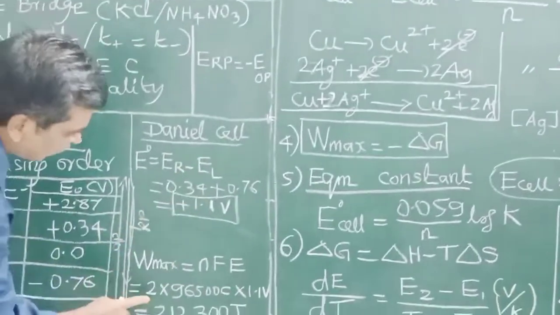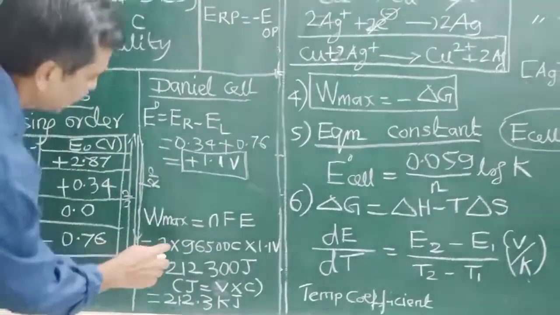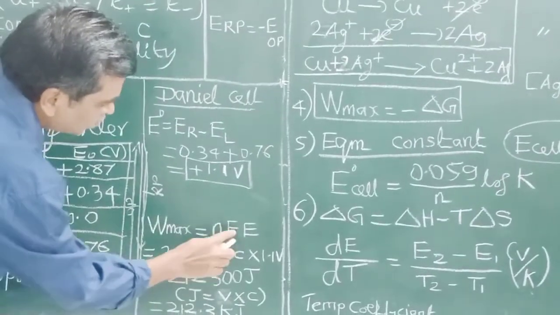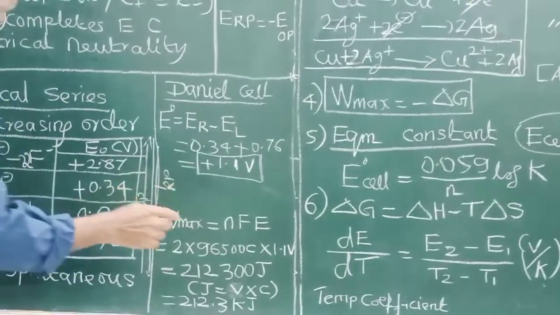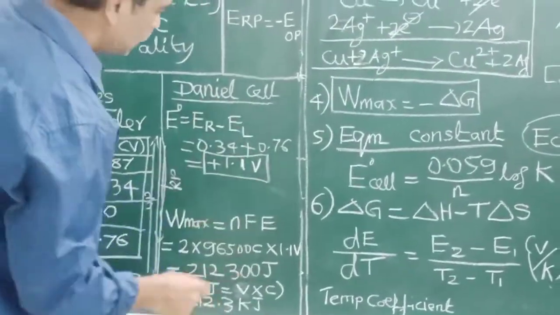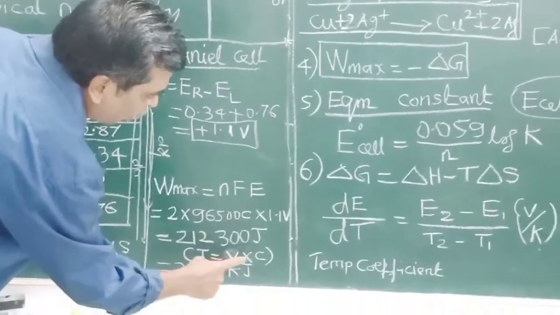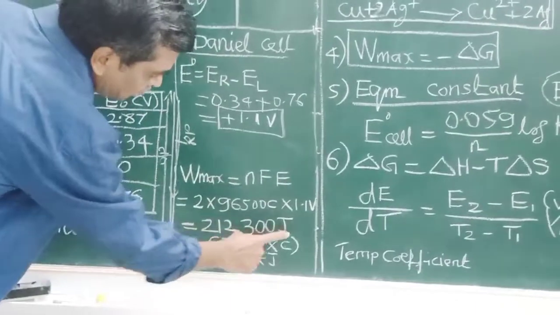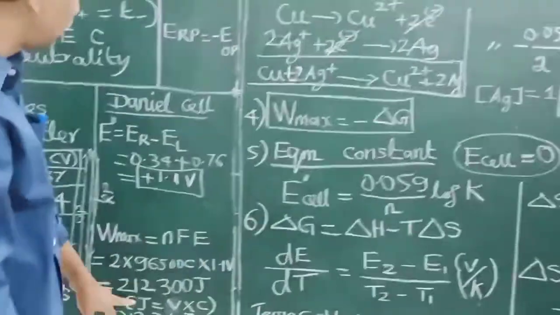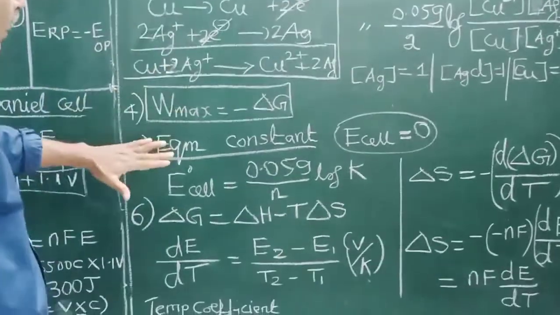And for the Daniel cell, how much maximum work is done can be calculated: 2 into 96,500 coulomb, the Faraday, into 1.1 volt. You always write the unit along with the value in physical chemistry or in physics. Therefore, 1 joule equal to 1 volt into 1 coulomb. Therefore, this is the value, 212.3 kilojoule per mole. Okay. Now we are done up to this.